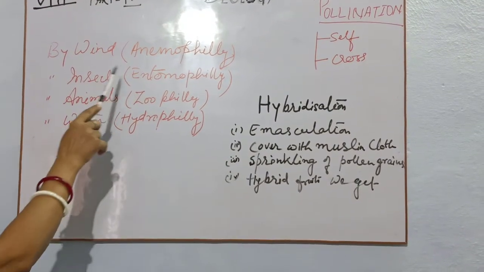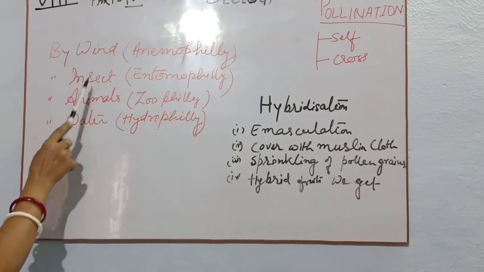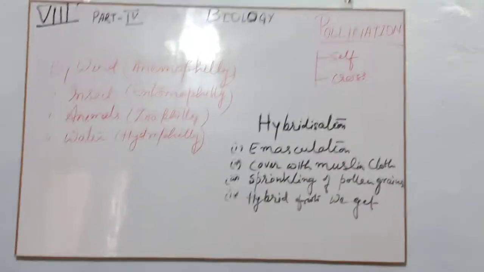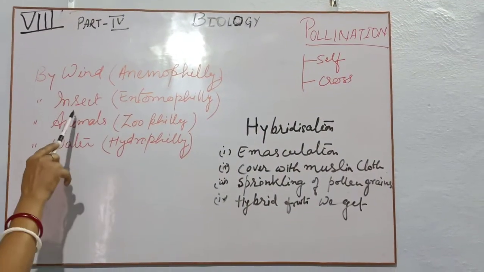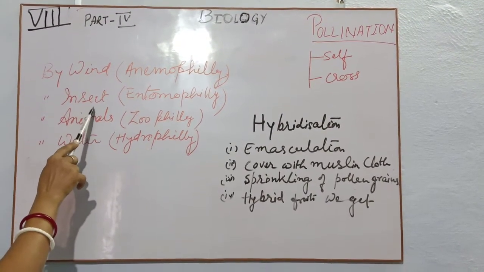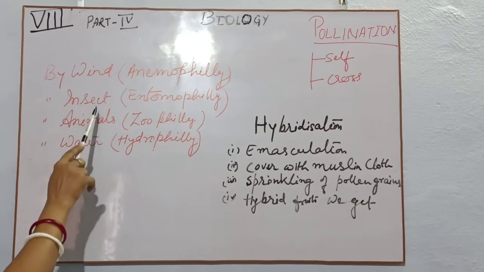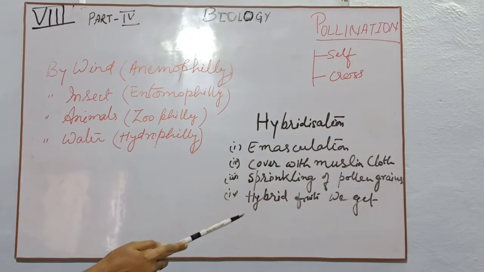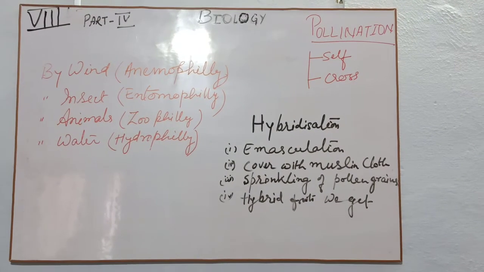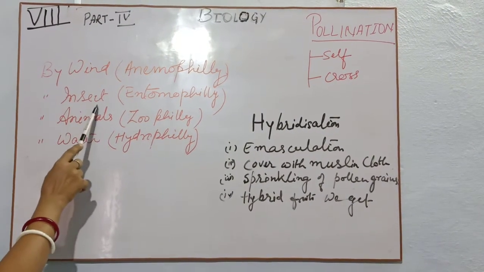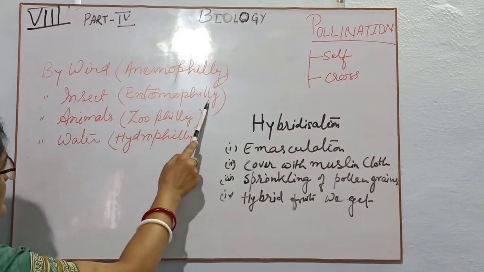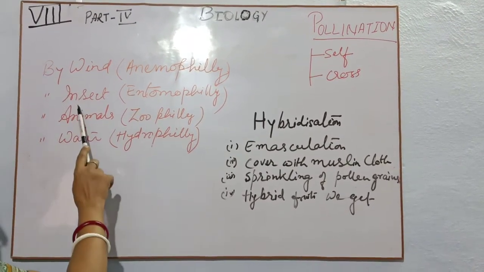Now second, another method is by insects. The pollen grains are taken from one flower to another flower by insects, especially bees, honeybees. They come to suck the nectar and the pollen grains stick to their legs, and then they go to another flower and sprinkle it on the stigma of the other flower. This is known as insect pollination.